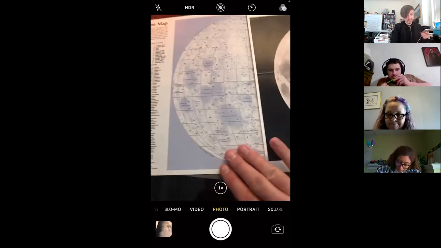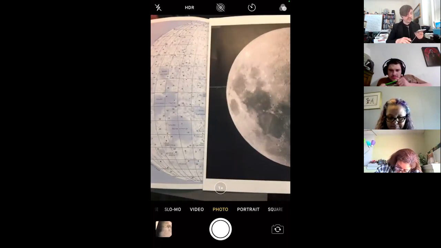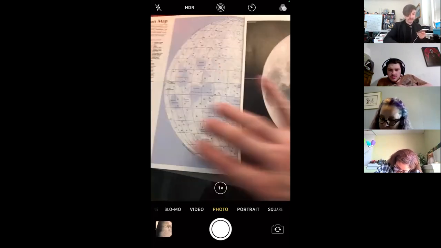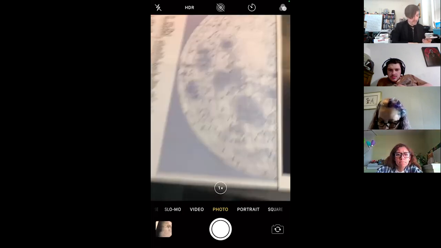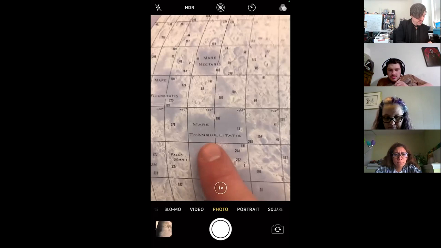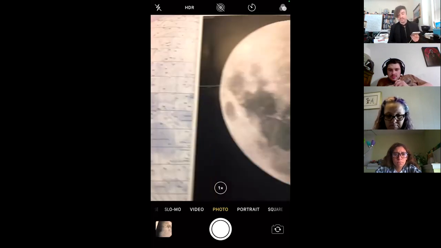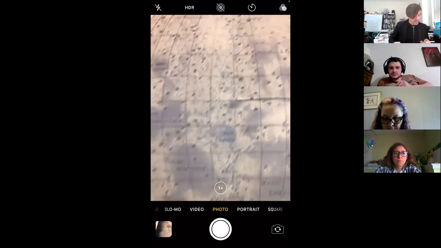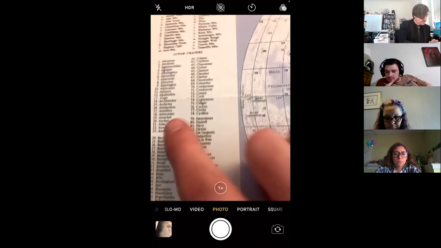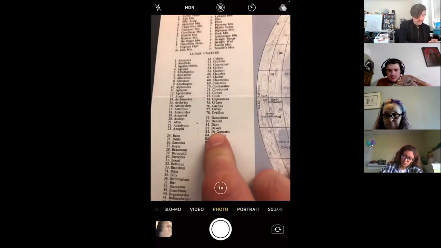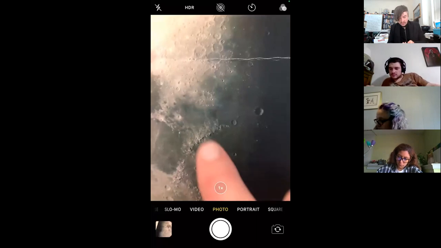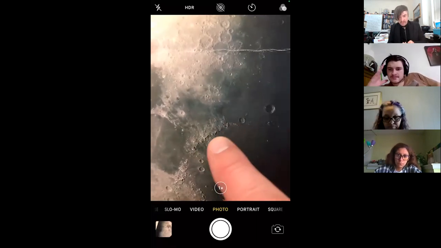Okay, so that hopefully was a little learning lesson. You can see one, two, we're going to use the maria to hop around. There's three, I can see those three right there. And of course the butterfly-shaped maria is Mare Tranquillitatis. The craters are numbered and there's a legend which tells you what the name of each crater is. There are also mountain ranges on the moon. This structure, for instance, would be an example of a mountain range.